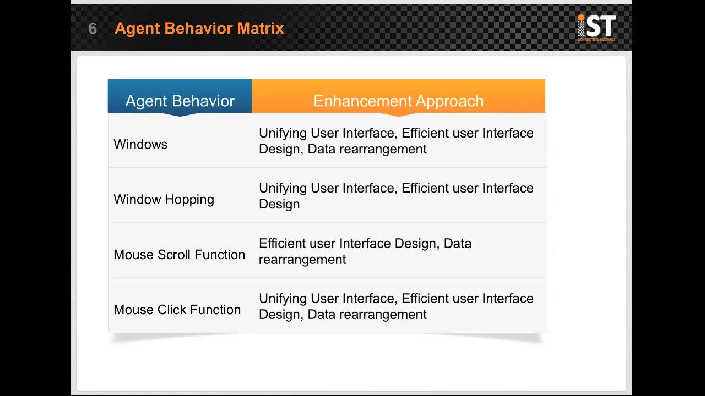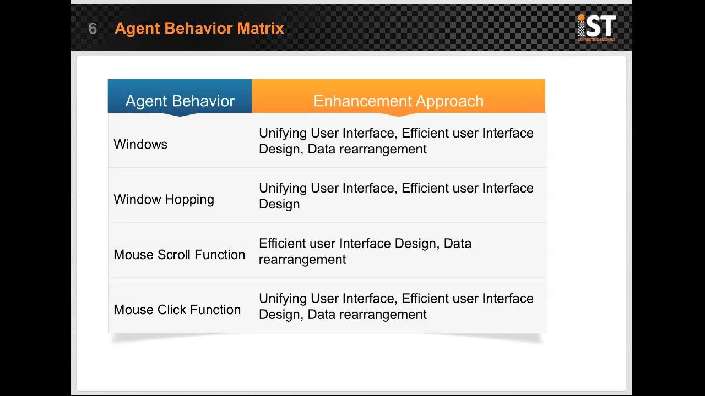Next is window hopping, which is the number of times the agent hops from one window to another to collect or enter the required information to service the call. Again, through adopting a unified agent framework and efficient user interface redesign, we could achieve a reduction in window hopping.